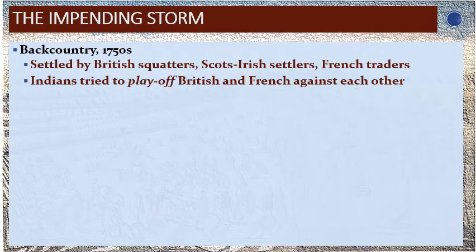The Indians who are in this backcountry, the numerous tribes that are there, are constantly trying to play off British and French settlers against each other in order to keep the British and the French from gaining too much power over these western lands. And so you will find Indians who ally with the British, Indians who ally with the French, Indians who shift alliances, Indians who pretend to ally with one but actually are really allied with the other. So there's a whole lot of jockeying for power over this area past the Appalachian Mountains.